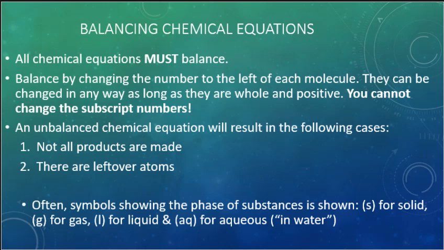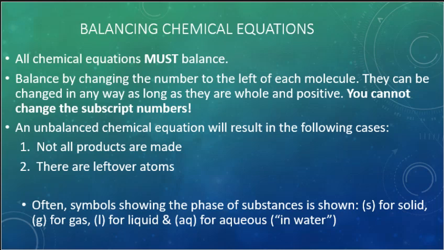All right, so they must balance. We'll see it in a second. Balanced by changing the number to the left, which is called the coefficient. They can be changed in any way as long as they're whole and positive. You cannot change the subscript numbers, you know that. An unbalanced chemical equation will result in the following cases. Not all the products will be made. There will be leftover atoms, and we cannot do that.